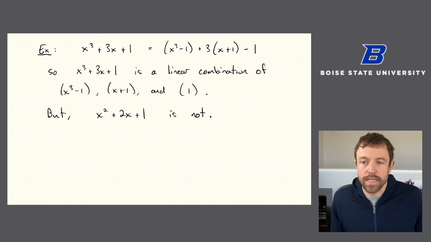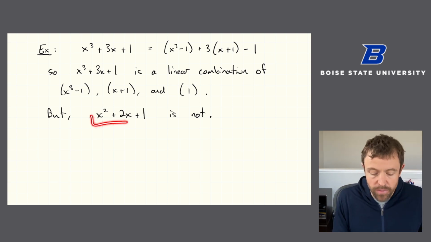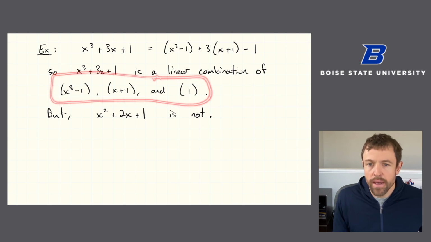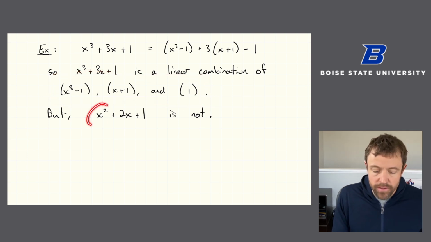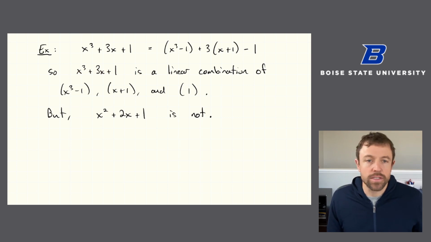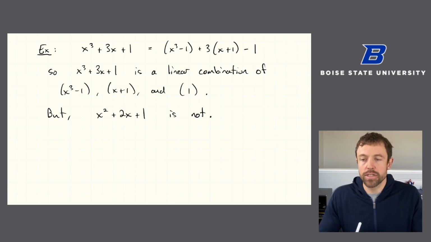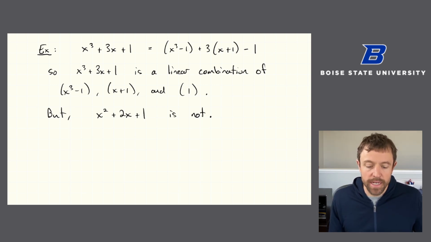And to give a non-example, we can also see that x squared plus 2x plus 1 is definitely not a linear combination of these 3 polynomials, because these 3 polynomials are never going to give you an x squared term. So that's just not possible. So linear combinations, this notion, works in any vector space. We have some vectors, and we're asking, what vectors can we get by multiplying by constants and adding? Those are the linear combinations of those vectors.